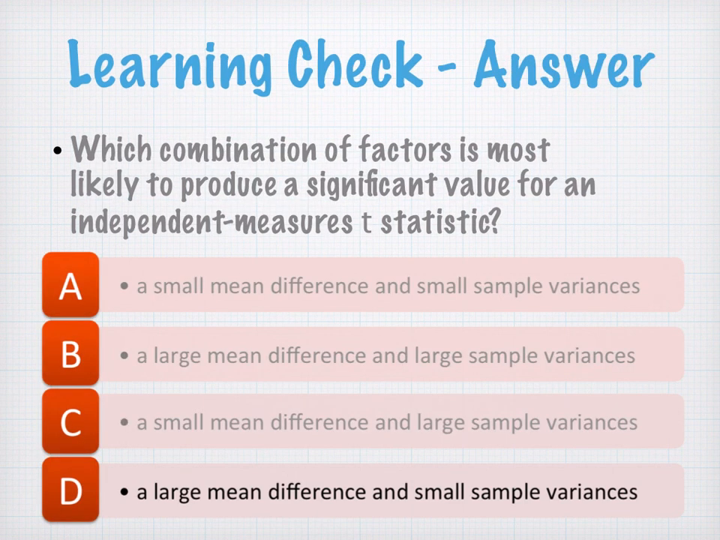The answer is D, a large mean difference and a small variance, because then we're getting a large signal, which is our mean, in a little bit of noise, which is our sample variance. So again, that's most likely to produce a significant t. That doesn't necessarily mean that the others can't. It just is less likely, and it's going to be harder to do. You're going to need a larger sample size for any of the other ones to hit significance levels.